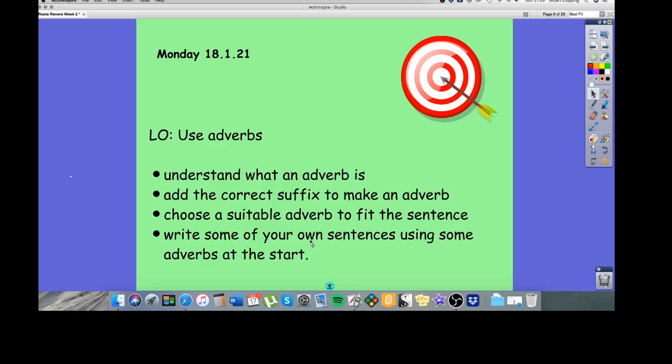Year 2s, we're going to do something different. We're going to learn about adverbs. Okay, so we're going to talk about in a minute what an adverb is. We're going to think about how we make adverbs, and we do that by adding a suffix. So you think about the suffixes we've been doing, ed, we've been doing plurals, well, you're going to learn another one today. We're going to make sure that we choose the correct adverb to fit in a sentence. And then your activity today is in your book. You are going to have a go at making some adjectives into adverbs and then using them in your own sentences. Okay, so let's start.